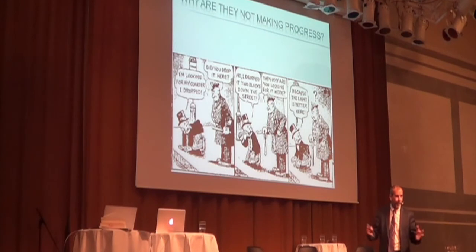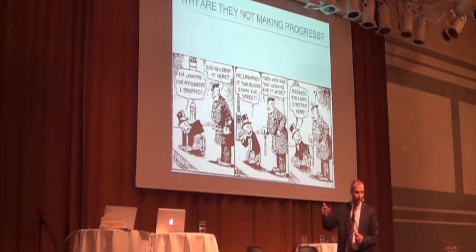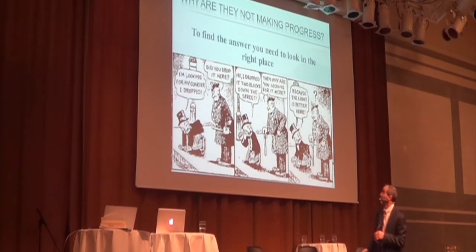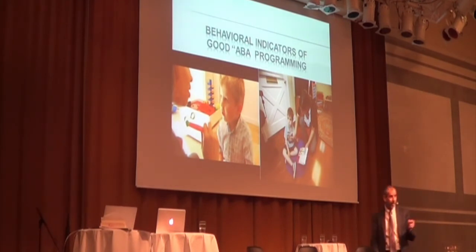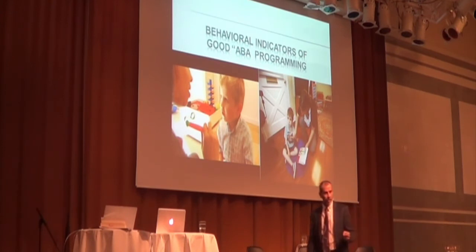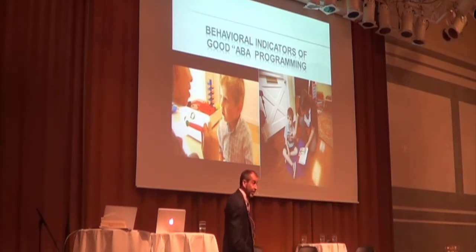So I said, why is it we have a problem here? And so when I want to solve a problem, I always make sure that I look in the right place. And one of the things that people tend not to do is they look in the convenient place, not the right place. And the right place, if you're a behavior analyst, is the behavior of the therapist and the behavior of the child. If you want to find what's going wrong and why it's going wrong, you got to look in the right place.